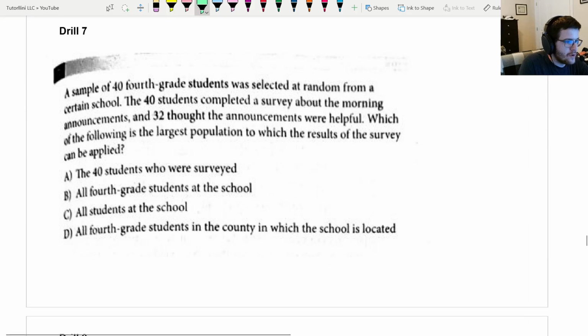Okay, a sample of 40 fourth grade students was selected at random from a certain school. Okay, so this is really important. A sample of 40 fourth grade students from a certain school. That is our population. So, as long as it was selected at random, which it is, we can generalize the results of this study to all of that part I underlined in yellow. So, all the fourth grade students from the certain school, which is answer choice B.